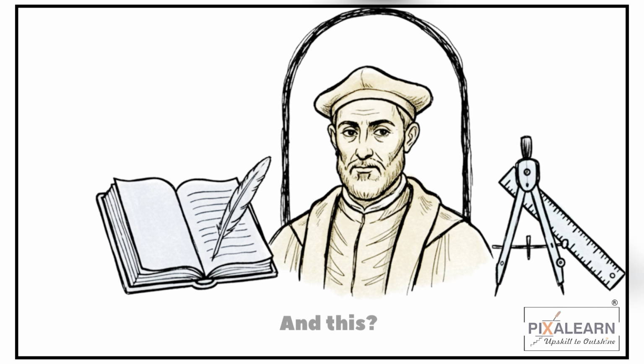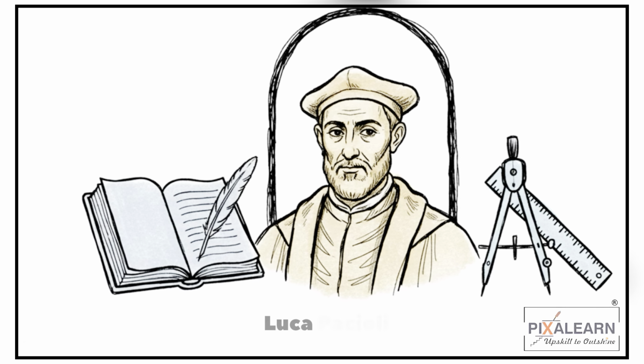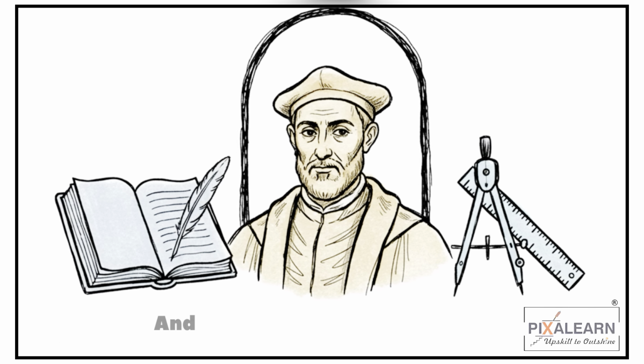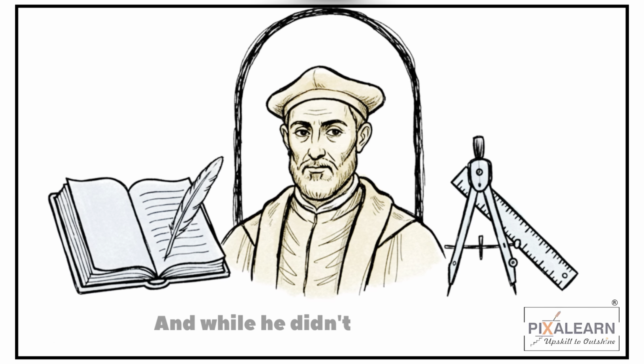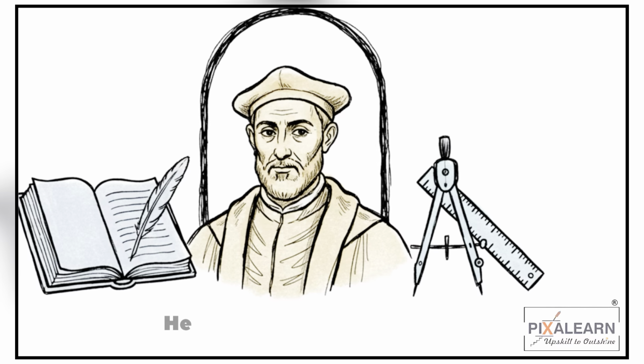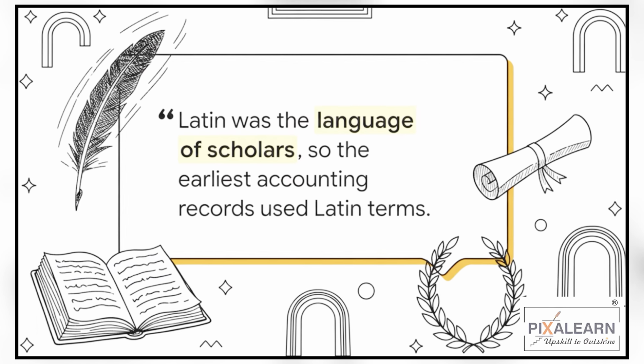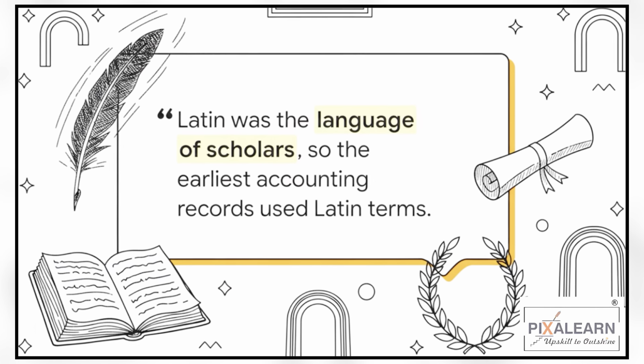And this is our key figure, Luca Pacioli. Now, he was a brilliant mathematician back in the 15th century. And while he didn't exactly invent double-entry bookkeeping, he was the guy who first wrote it all down and formalized it. He basically wrote the rulebook everyone's been using ever since. And this is the key, the big clue. Pacioli, just like every other scholar at the time, wrote everything in Latin. So the original language he used to lay out his whole system, that's where the secret to our mystery is hiding. So what were those original Latin words he was using?